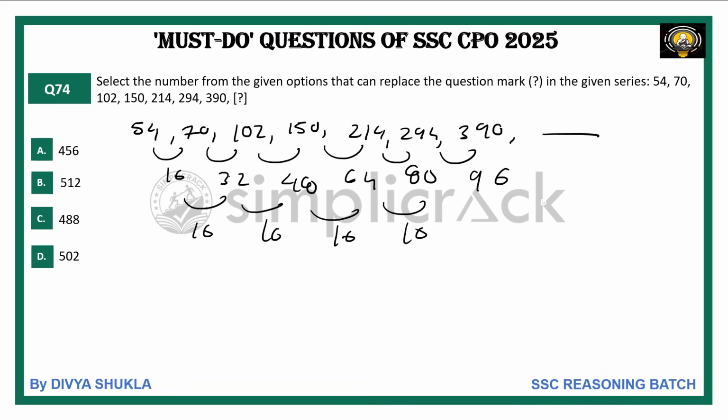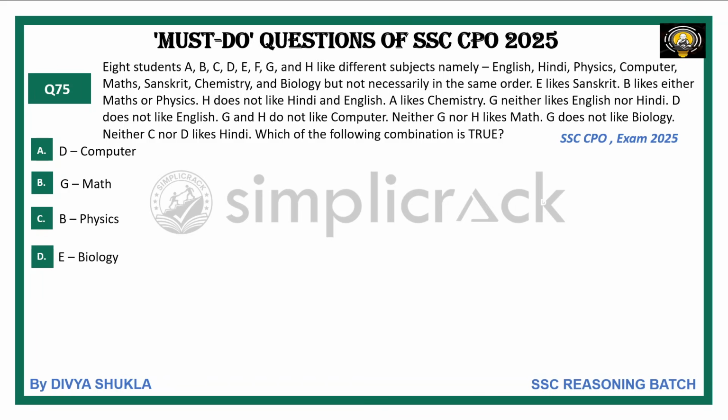That is 16 multiplied by 1, 16 multiplied by 2, 16 multiplied by 3, 16 multiplied by 4, 16 multiplied by 5, 16 multiplied by 6. That means the next would be 16 multiplied by 7, that is 112. Add 390 to 112, and you will get 502. Option D is the correct answer for this question. I hope this is clear. Let's now see question number 75.